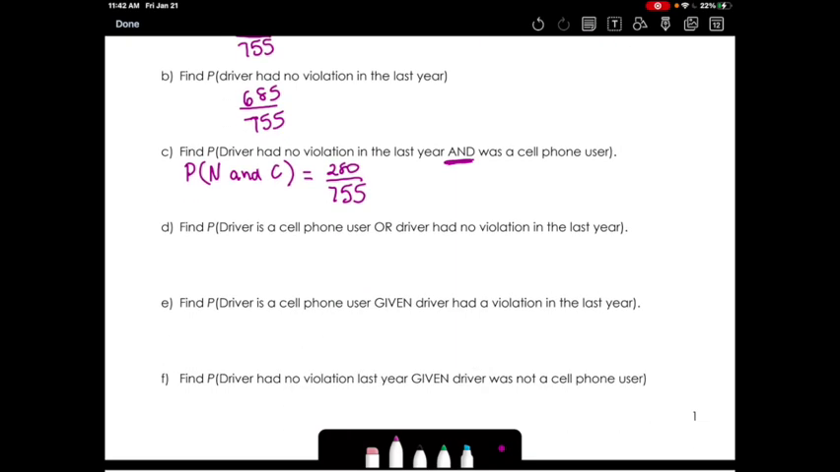Now, part D says we want to find the probability that a driver is a cell phone user or the driver had no violation. So we want to find the probability that they're a cell phone user or no violation. Now, with the or statement, we would use the addition rule.